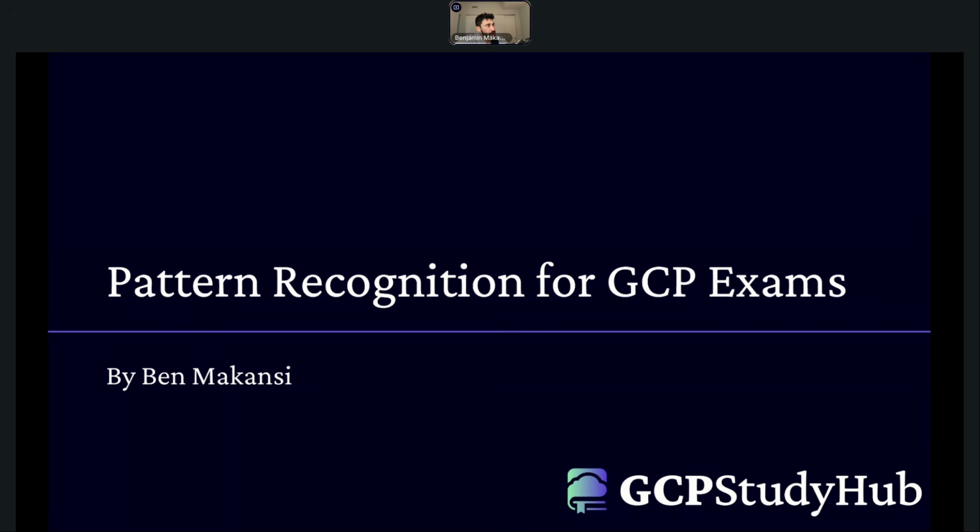We're going to discuss pattern recognition for GCP exams, mainly focused on the terms and the words that you should be paying attention to as you are taking GCP exams and practice exams in order to speed up the amount of time that it takes you to answer a question and also increase the probability that you will be selecting the right answer in the process.